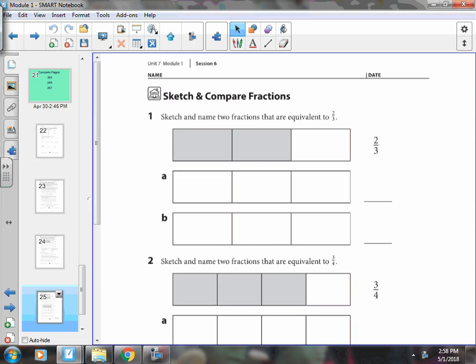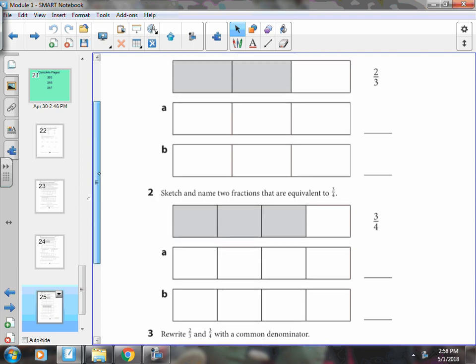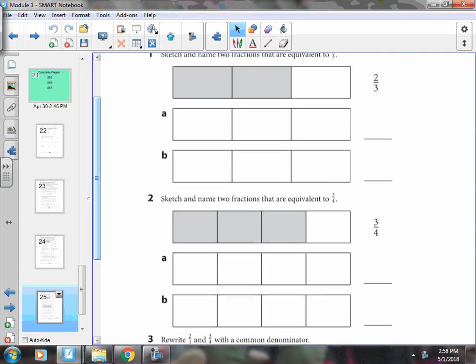Name two fractions that are equivalent to 2/3. To find an equivalent fraction, multiply the numerator and denominator by the same number. You can multiply the numerator and denominator by 100 over 100. But because we have to draw, that would be crazy to have to split each section into 100 pieces. So my suggestion would be to choose something really simple.